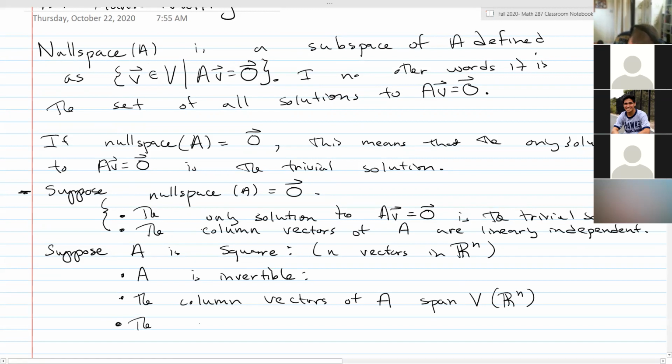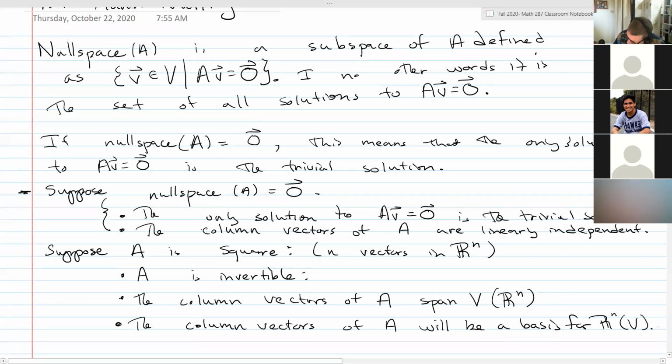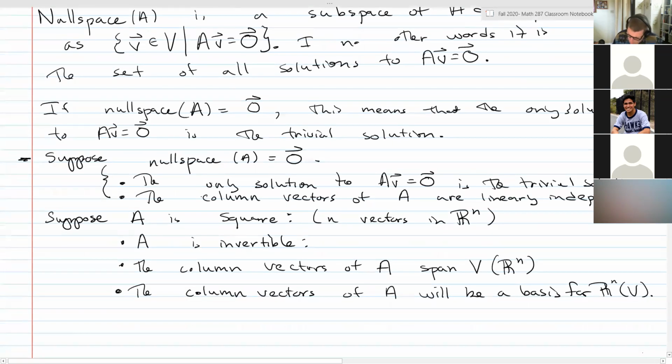They're also the column vectors of A, which will be a basis for Rn or for V, either one. We're going to talk about that. So they're now going to be a basis for Rn. What that means then is if the column vectors of A are a basis for Rn, then the column space of A, which is the span of the column vectors, equals Rn.